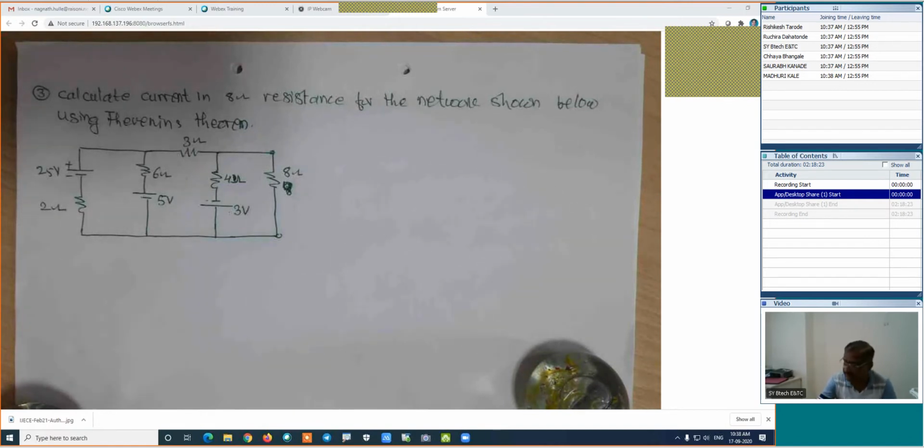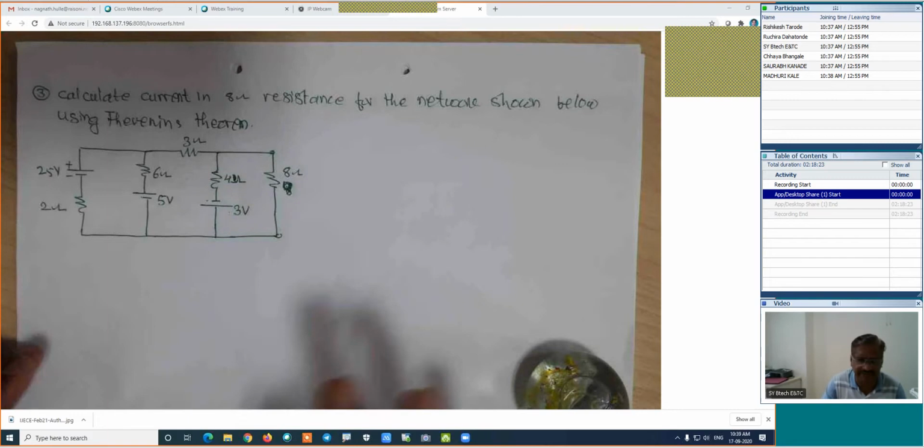Now, I will apply the steps. As we discussed in the last lecture, we have 4 steps for solving problems based on the Thevenin theorem. What is step number 1? Remove the load resistance and redraw the same circuit. I will apply the steps and we will try to find its solution.